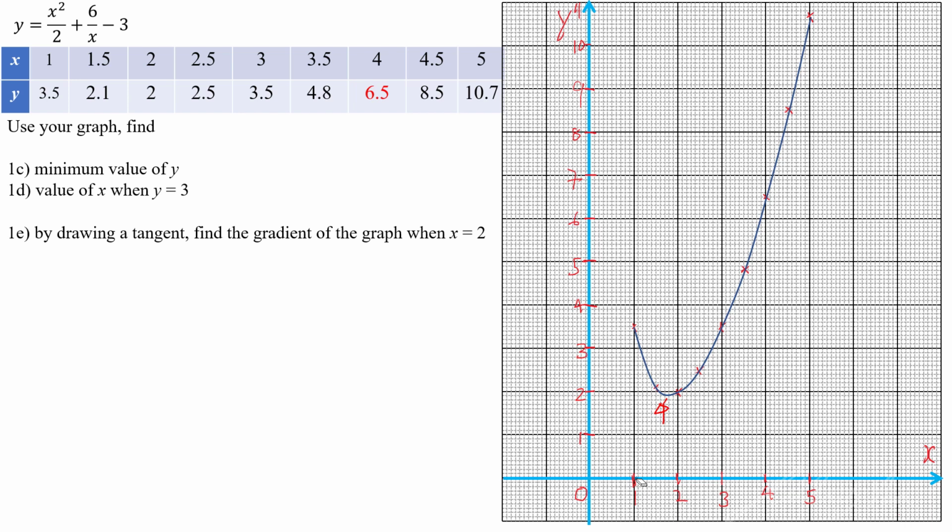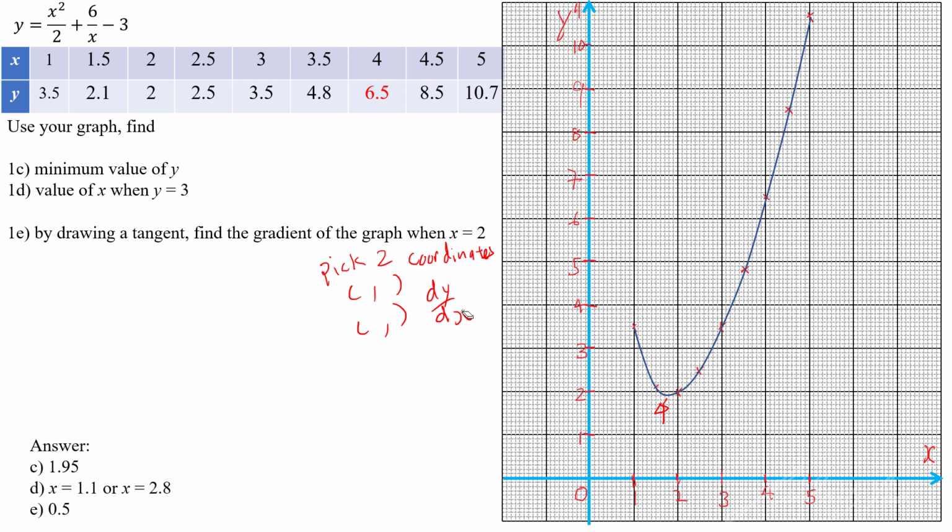Draw a tangent. Find the gradient of the graph when x is equal to 2. So again, use a ruler, place it against the graph when x is equal to 2 and draw the tangent. Then pick 2 coordinates, like this, like this. Then do your dy over dx. Alright? And if you need a reference, here are the answers.